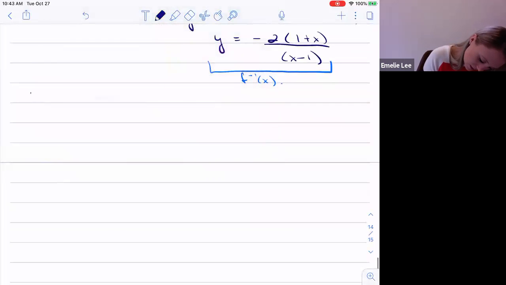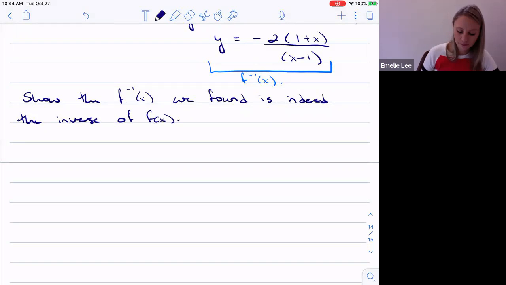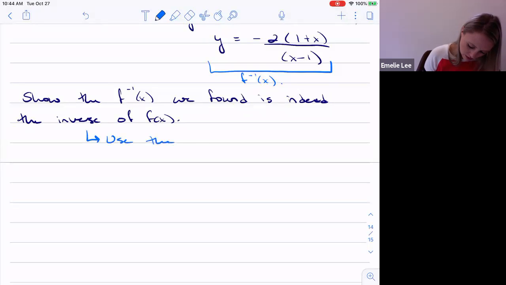I'll do this one here. Show the f inverse of x we found is indeed the inverse of f of x. What this says is we have to use the cancellation properties.